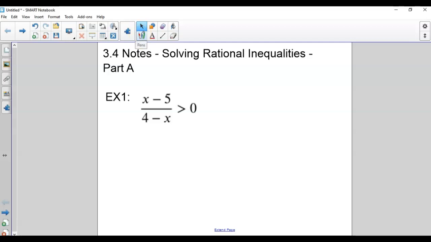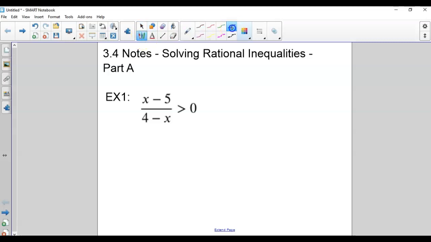In this section, we are going to start looking at solving rational inequalities. So these are going to be like the rational equations that we were solving, except instead of having an equal sign, we're going to have a greater than or less than sign. Now, this is going to change the way that we solve these equations quite a bit.